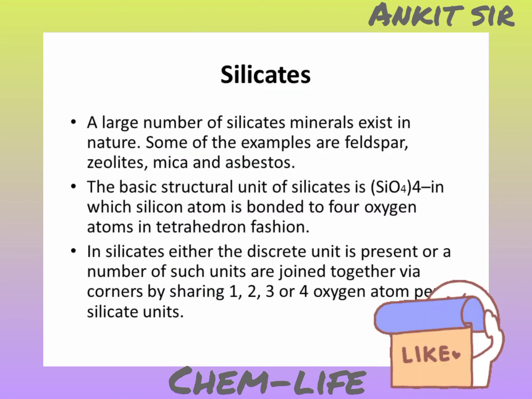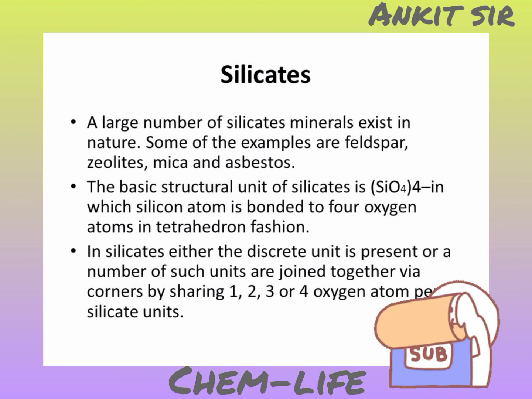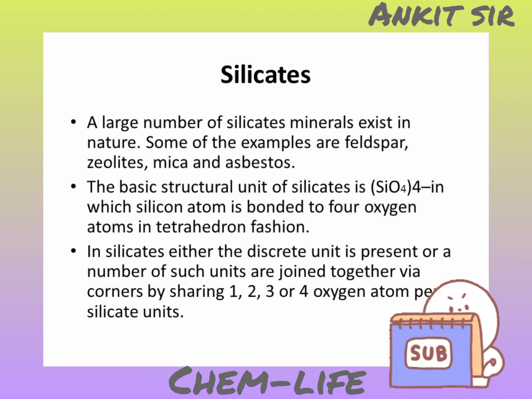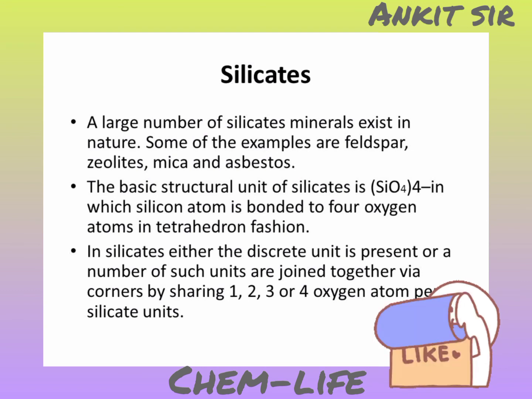Silicates. A large number of silicate minerals exist in nature. Some of the examples are feldspar, zeolite, mica, asbestos. The basic structural unit of silicate is SiO4 4-, in which a silicon atom is bonded to four oxygen atoms in a tetrahedral manner. In silicates, either discrete units are present or a number of such units are joined together via corners by sharing 1, 2, 3 or 4 oxygen atoms per silicate unit.